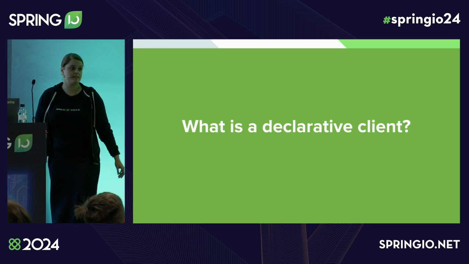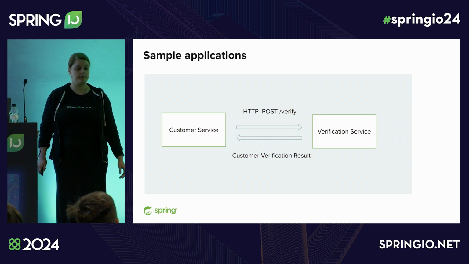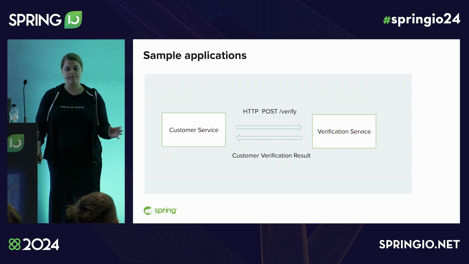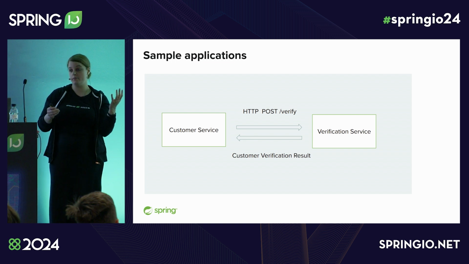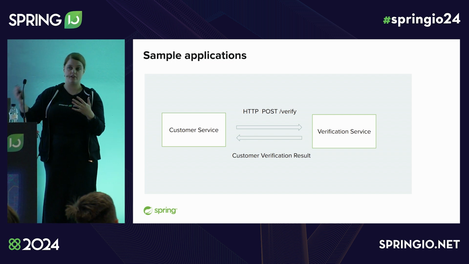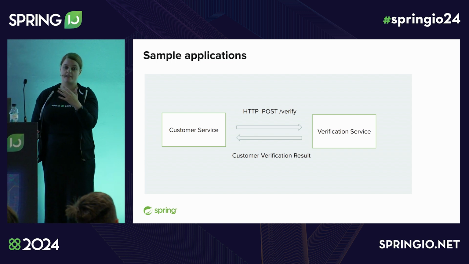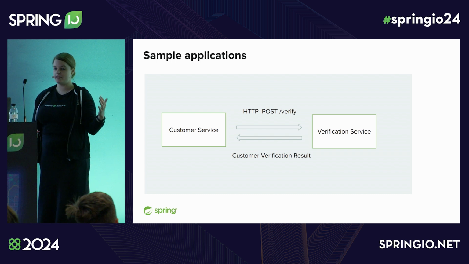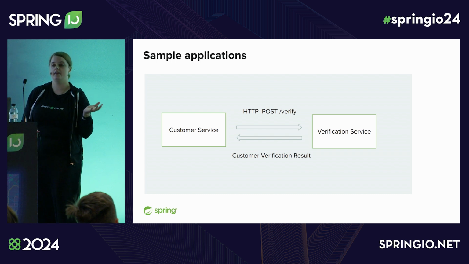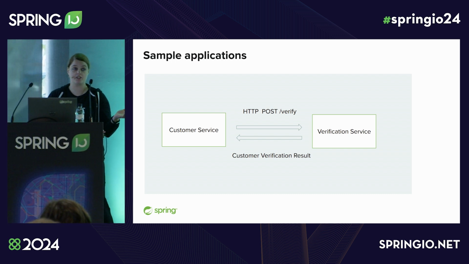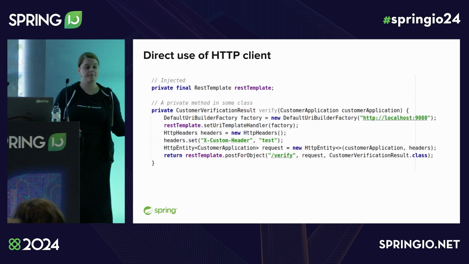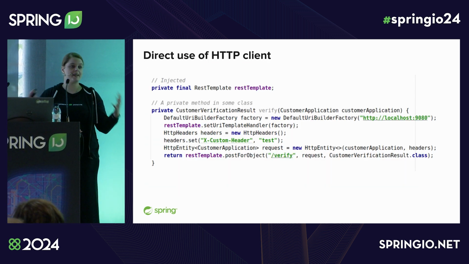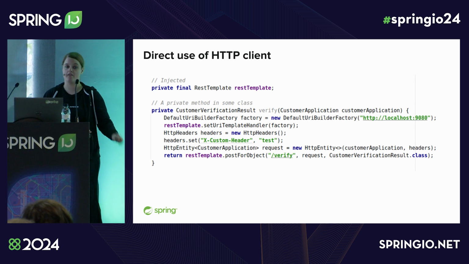So what is a declarative client? Basically, if we have two services, a customer service, let's say, that wants to register customers, and a verification service, the customer service will ask, hi, is this a real person or is this a fraud? Can I register them? And the verification service will respond with some kind of customer verification result. Now, there are many ways to do this in our class.